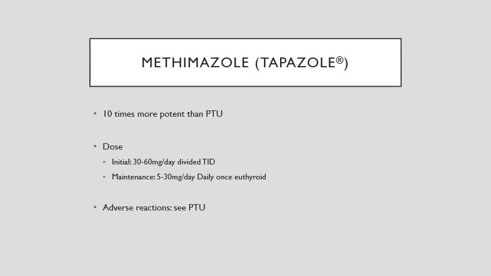It's 10 times more potent than PTU. The dosing here, with the initial dosing, you would give 30 to 60 milligrams per day divided in 3 doses. The maintenance dose is anywhere from 5 to 30 milligrams a day once the patient is euthyroid. Adverse reactions are similar to PTU.